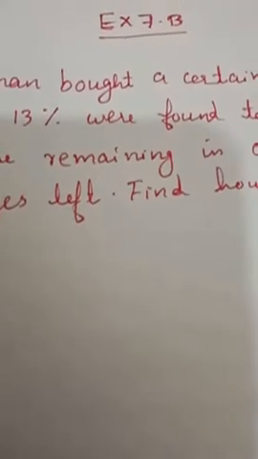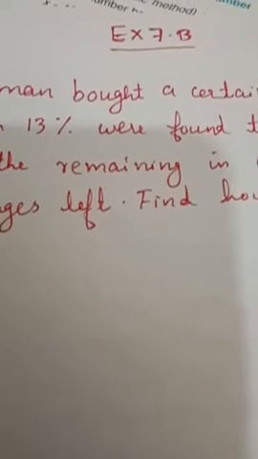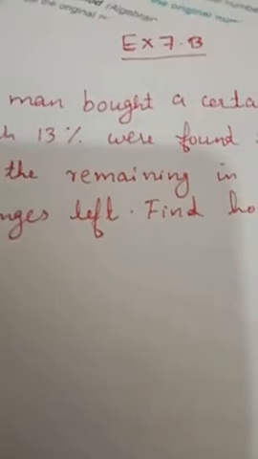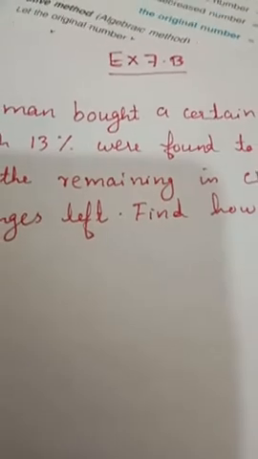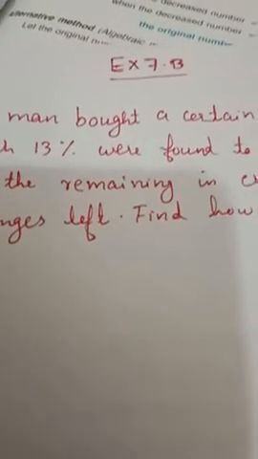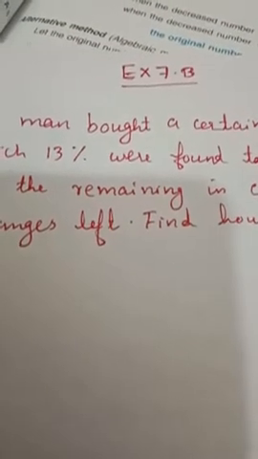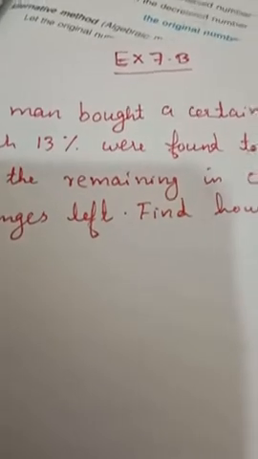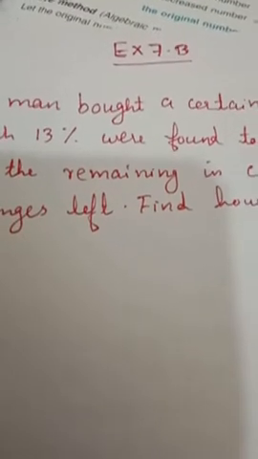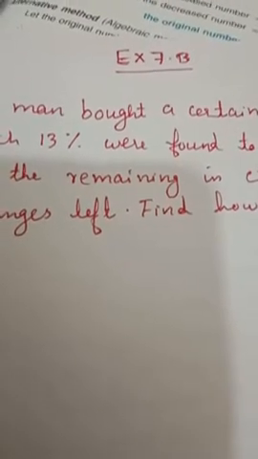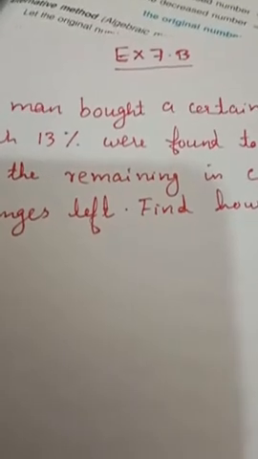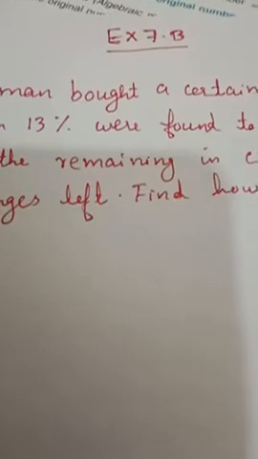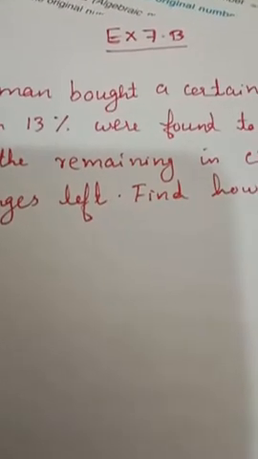We want to find how many oranges he bought at first. Okay, so here we don't know what is the original number, and only the remaining number we know, that is 522. So first we have to assume the number of oranges he bought is 100. Okay, the number of oranges he bought at beginning is 100. Then only we can do this problem.